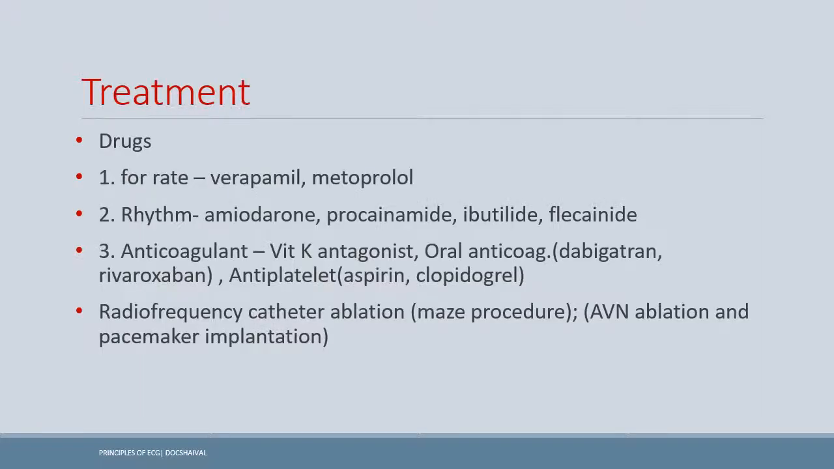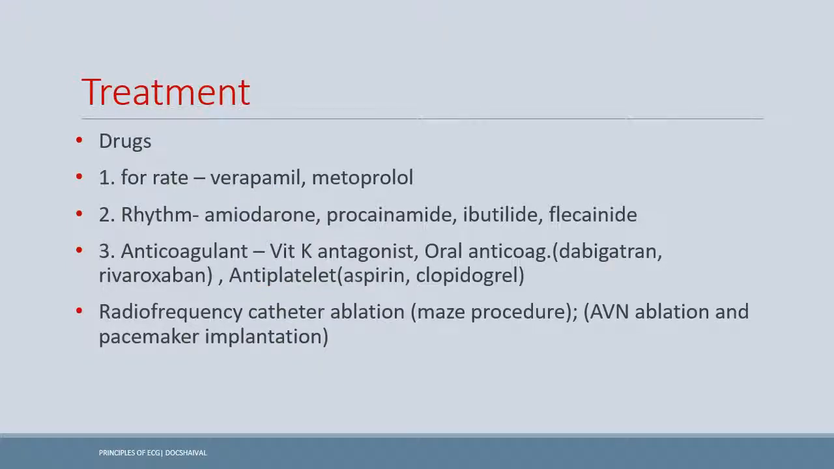Okay. So finally, let's see the drugs or treatment in atrial fibrillation. We are going to control the rate, using calcium channel blockers like verapamil, or beta blockers. Then as antiarrhythmic agents, we use amiodarone, procainamide, and flecainide. Then anticoagulants, to prevent clot formation because of the stasis, we use vitamin K antagonists like warfarin, then oral anticoagulants like dabigatran and rivaroxaban, and also antiplatelet agents like aspirin and clopidogrel.